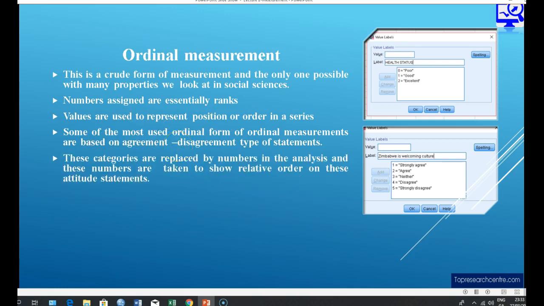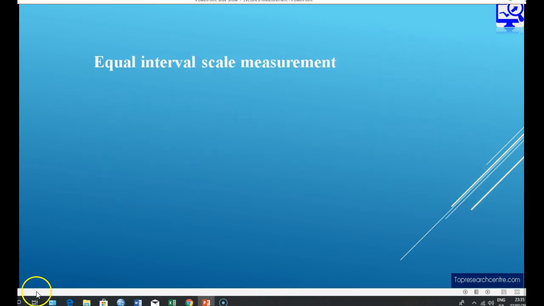So I have already highlighted that these numbers in the analysis will show relative order of these attitude statements. So intervals between numerals used are not necessarily equal. It does not necessarily mean the difference between a 0 and a 1 or a 1 and a 2 is the same in terms of health status of our participants when we are dealing with ordinal form of measurement.